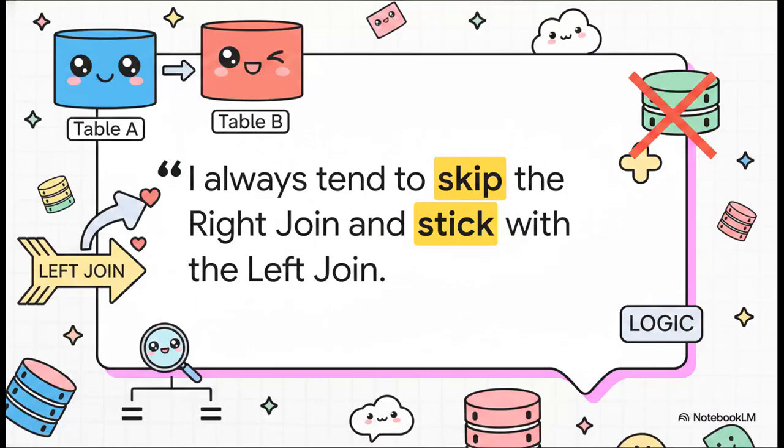Here's a really fun little secret from our source material. Because left and right joins are literally just logical mirrors of each other, the instructor admits he hasn't actually written a right join in 10 years. Seriously? No way. Instead of confusing himself by constantly changing the join type, he sticks exclusively to the left join and just swaps the physical order of the tables in his code. It achieves the exact same result with far less mental gymnastics.